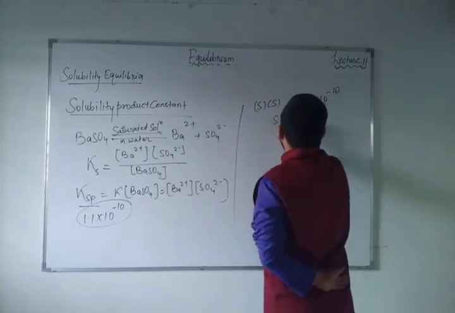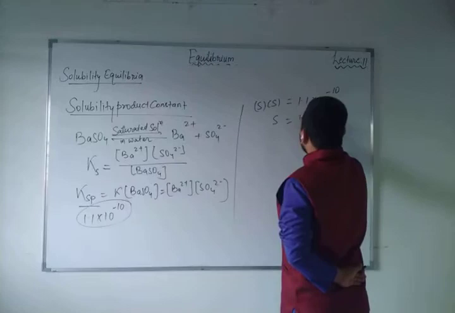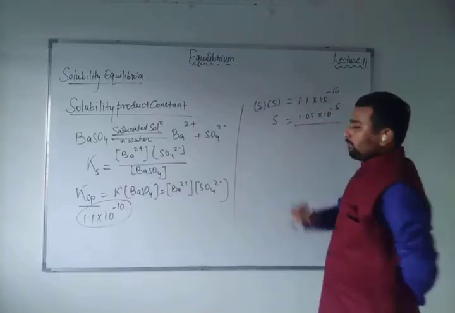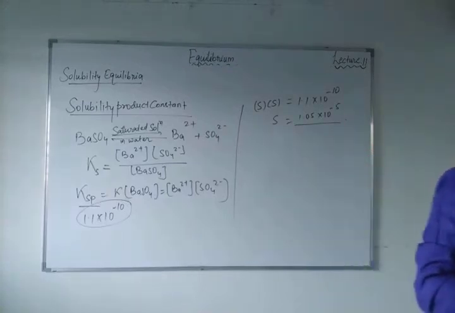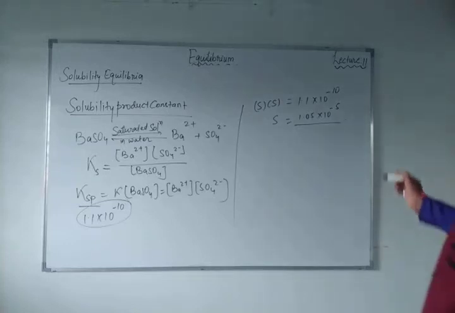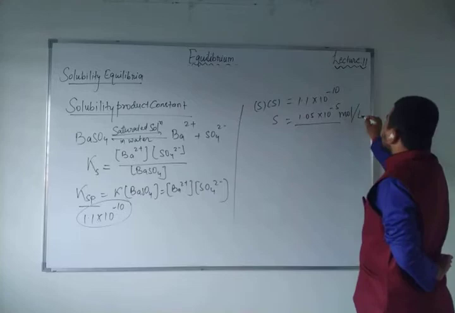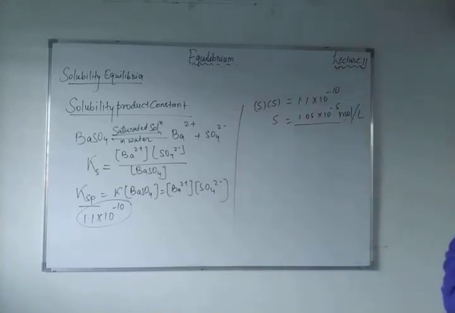So if you want to calculate the value of S, it is 1.05 into 10 to the power minus 5. Got it? So the molar solubility of the barium sulfate will be equal to this, and if you want the unit, what will be the unit of this? Mole per liter, right?